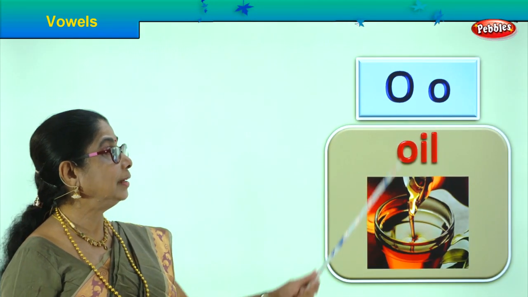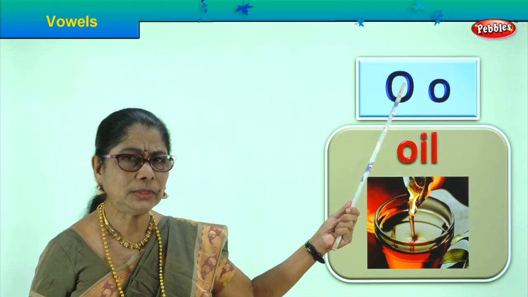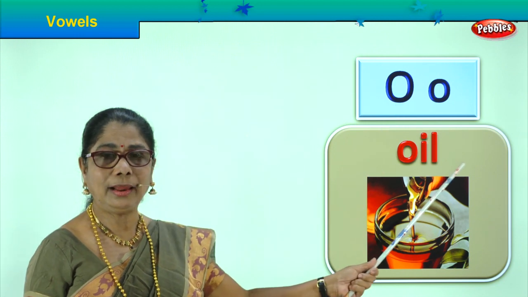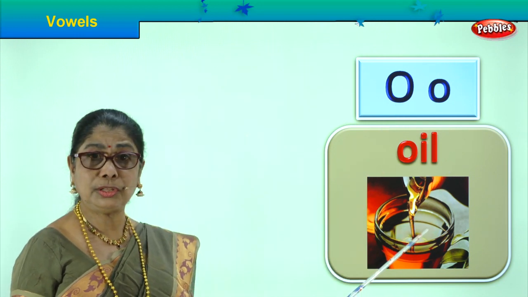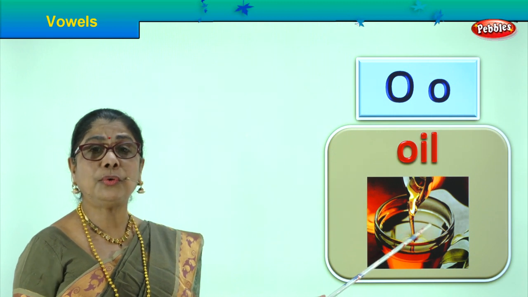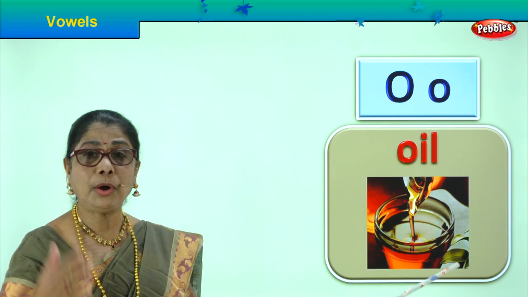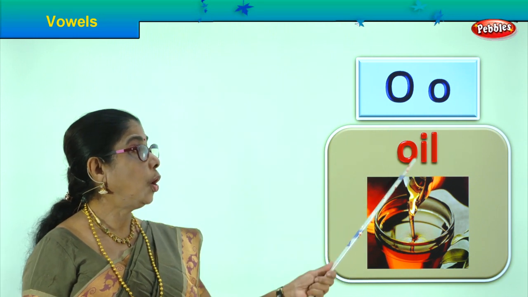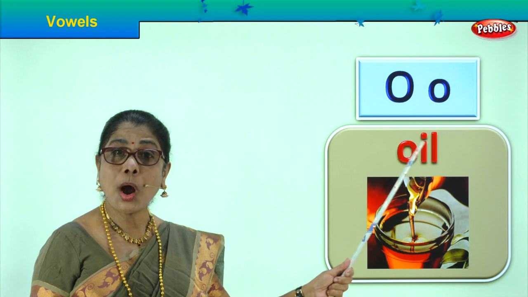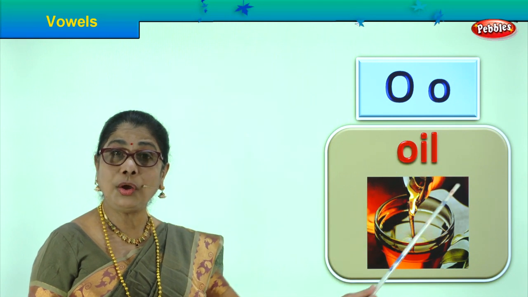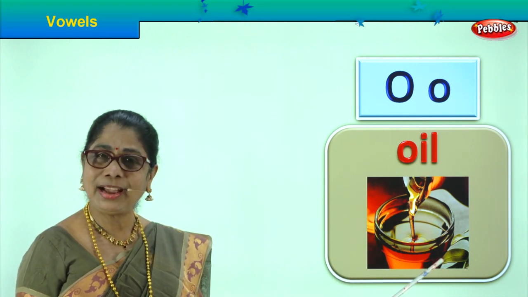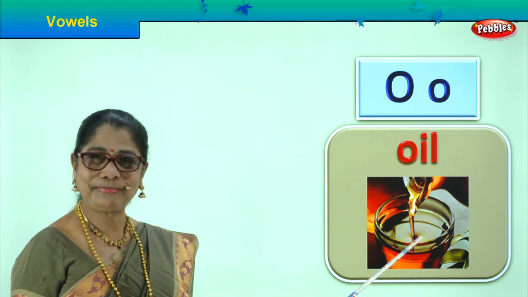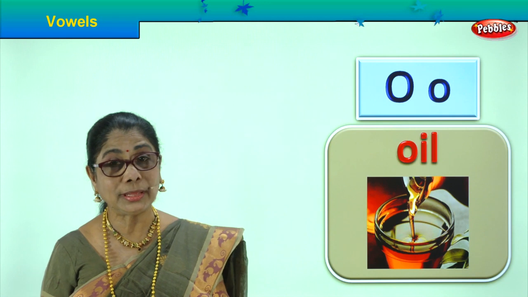Look what you have here. Letter O, what's the sound? O. Oil. What do you use the oil for? Mummy uses it for cooking. You can put oil on your body, on your head. Yes, oil. O, oil. O-I-L. Oil. There are different kinds of oil. Ask Mummy to show you. Shall we go to another picture?